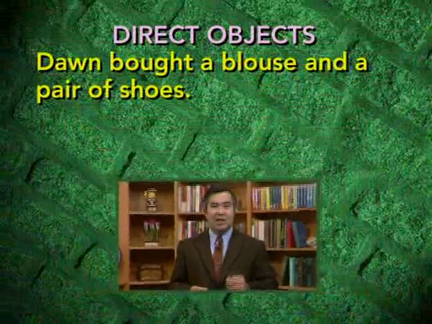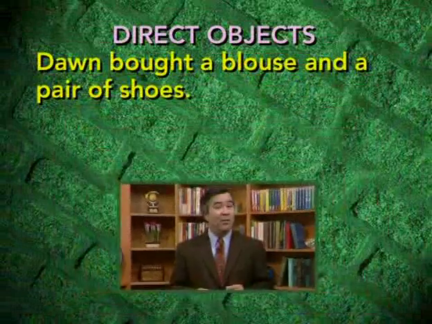The same can be done with direct objects. That is, one sentence, one verb, may have more than one direct object, and the two or more direct objects would be joined by a coordinating conjunction, such as and. Here's an example. Dawn bought a blouse and a pair of shoes.